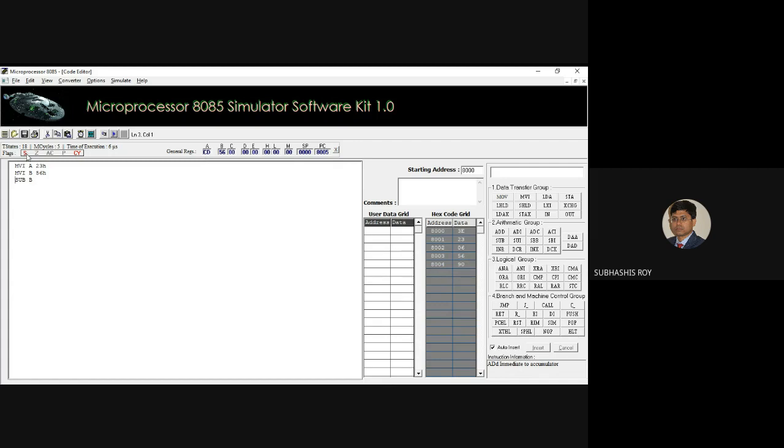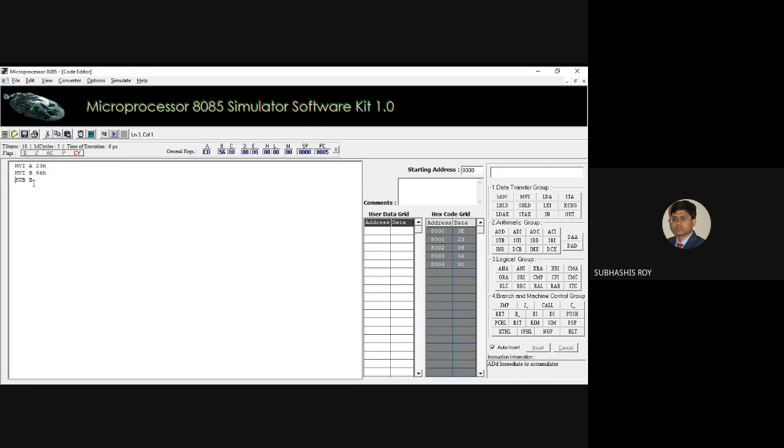Okay, no need. Why? Because the numbers we are taking here, 23 and 56, are 8-bit numbers. We are taking unsigned numbers. We have not mentioned anywhere that these are signed numbers. So what I am considering, my numbers are unsigned. So obviously I don't need to check anything. I don't need to take any decision on the sign flag value.